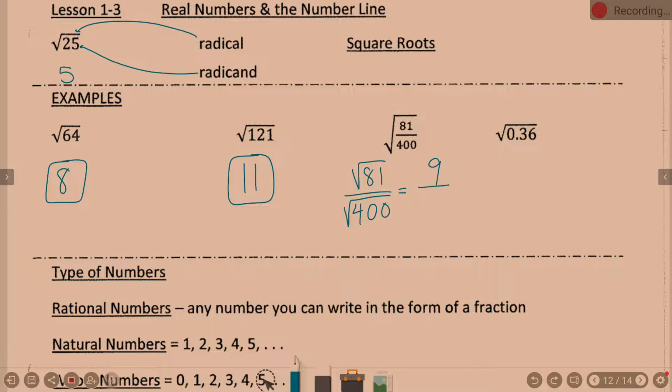Robbie, listen. Square root of 400 is 20. So if the square root of 81 is 9, and the square root of 400 is 20, then this answer is 9 over 20.